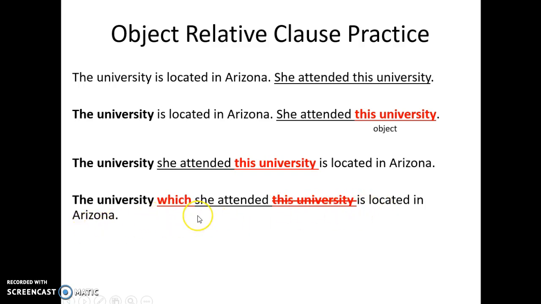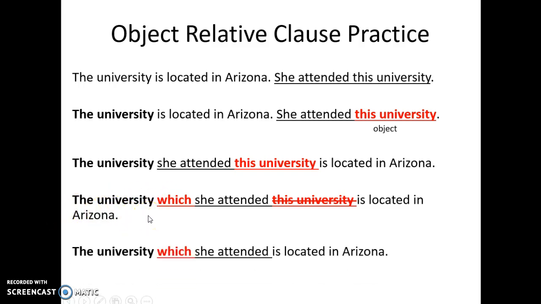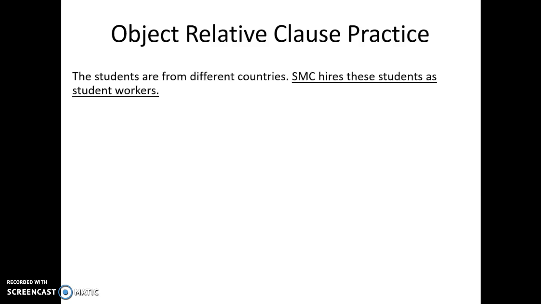So again, you see that we have replaced this university. And since university is a thing, we use which, the relative pronoun which. We move it to a position right after the noun we're trying to describe, and we get the university which she attended is located in Arizona. Now you try this practice problem.